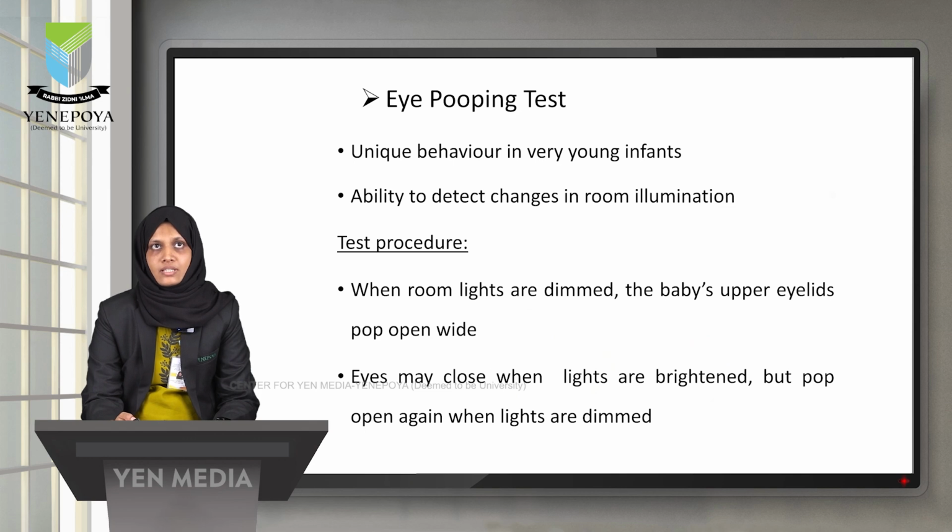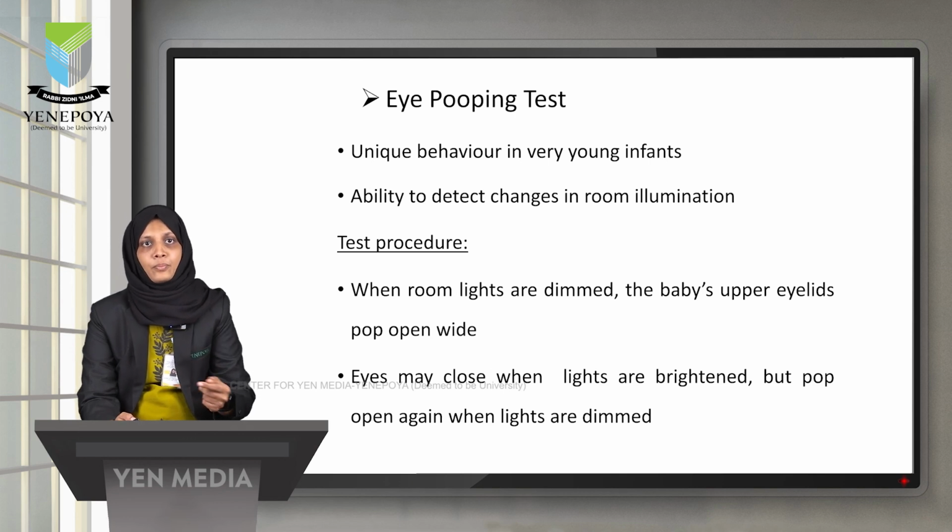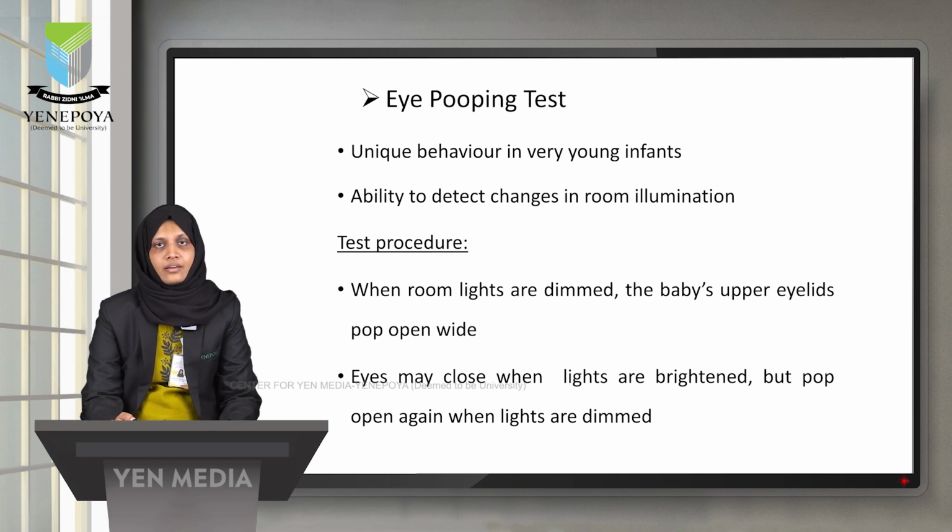Moving to the next test, the eye popping test. It is a unique behavior in very young infants, the ability to detect changes in room illumination. The test procedure is that when room lights are dimmed, the baby's upper eyelid pops open wide. The eyes may close when the lights are brightened, but pop open again when the lights are dimmed.